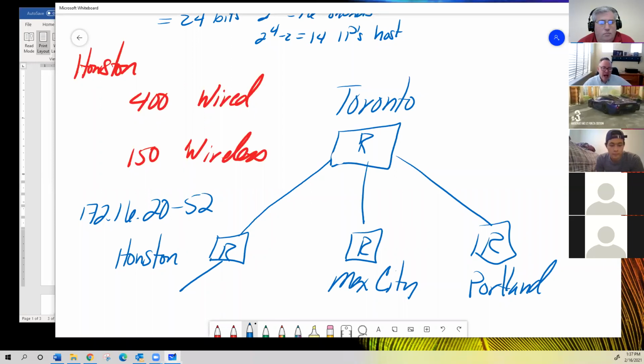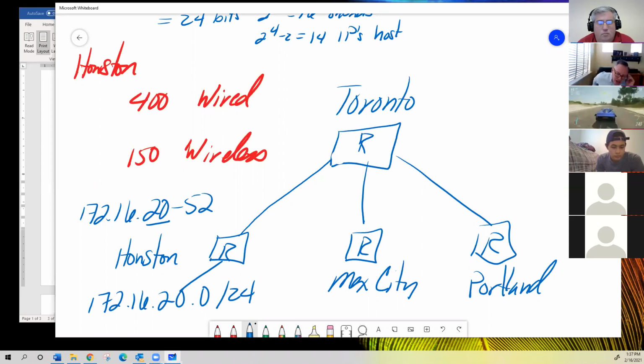You're right. Because if you just took the 20 net, okay Matt, if you do 172.16.20.0 with a slash 24-bit mask, how many IP addresses do you have? So that'll be 255. Or 4096. If you just have a /24, that gives you a 24-bit mask.